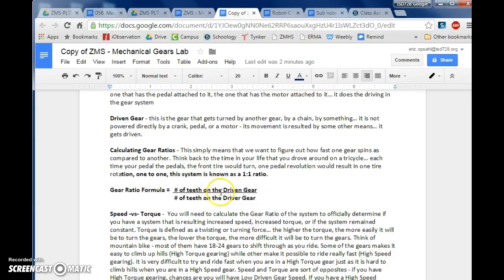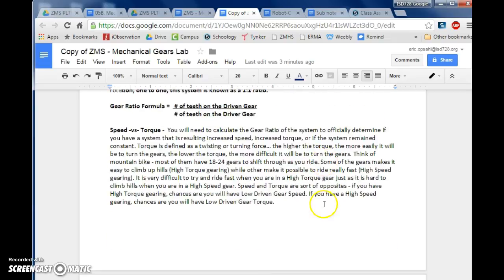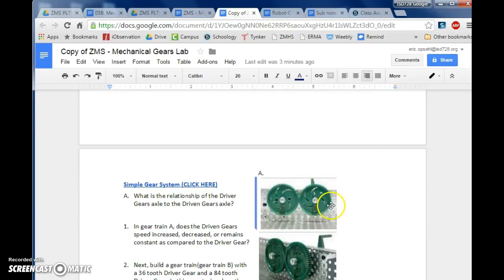It's the number of teeth on the driven gear divided by the number of teeth on the driver gear. Driven gear divided by driver gear. Quick visual: if I turn the handle on my gear one time around, turn the handle 1 revolution, I want to know how many spins this wheel is going to get. Is it more than 1, less than 1, or exactly 1? What's it going to be? I have to figure that out.